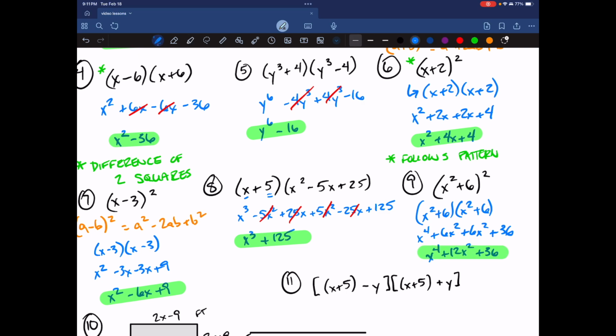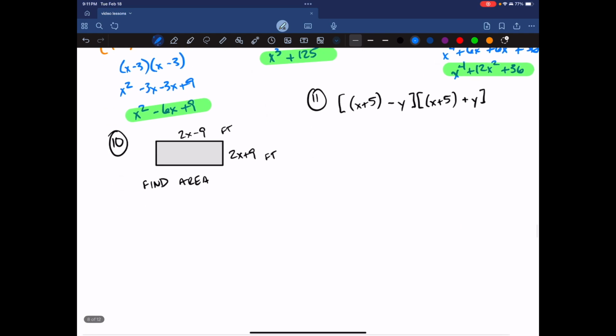Okay, there you go. Now, number 10 is what we might call an application problem. It's the same thing that we've been doing, same concept, but now it's applied differently. When you are looking for the area of a rectangle, that's base times height. So you're literally just multiplying your two sides together. So when you do that, you get 2x minus 9 times 2x plus 9. And then you do the same thing. It's just asking you to look at this a little differently, but you're still doing the same math.